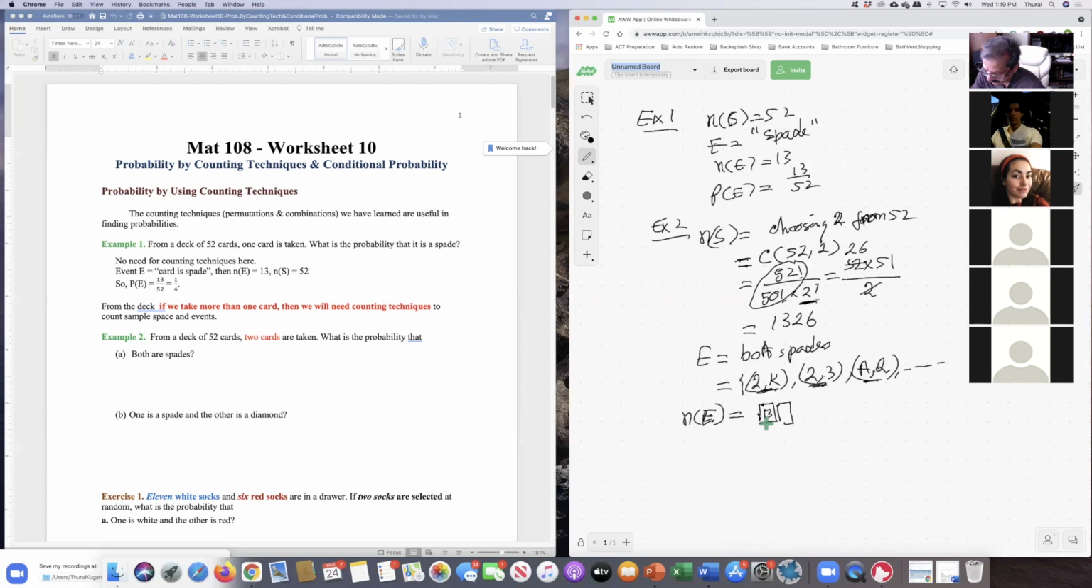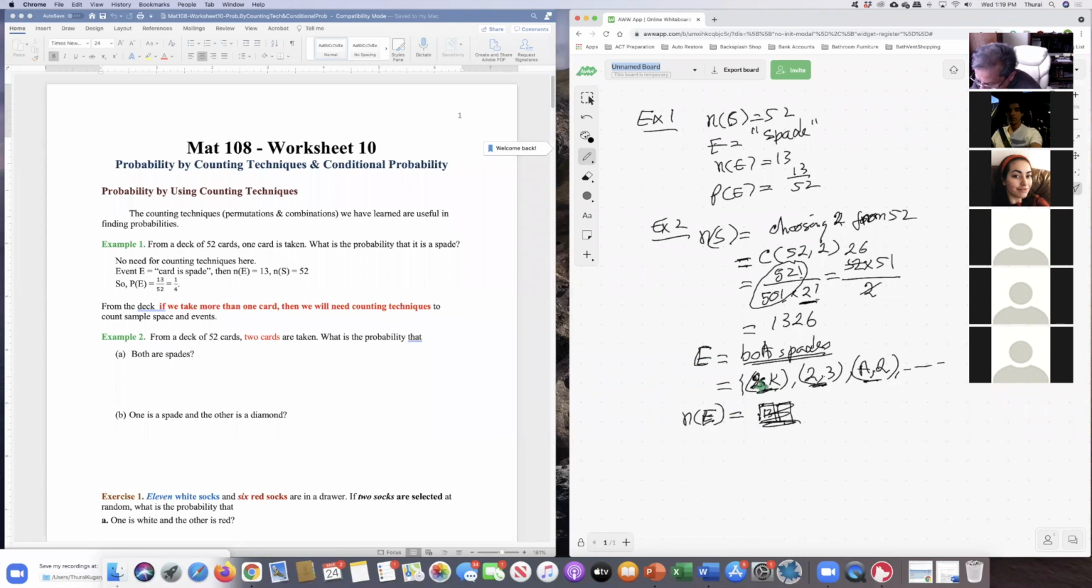Can you explain more about what you were doing for the set of E, putting 2, K, 2, 3, and A, 2? Okay, I just wrote some examples of the cards that we need to have. The E should have both cards spades. Both of them should be spades. So that means, what are the possibilities? 2 of spade, the 2 of spade. Let me write an S for spade.